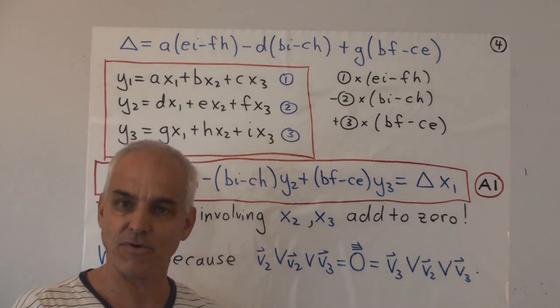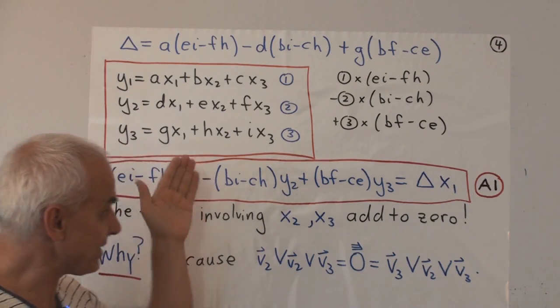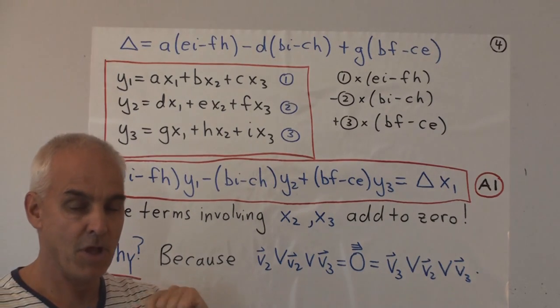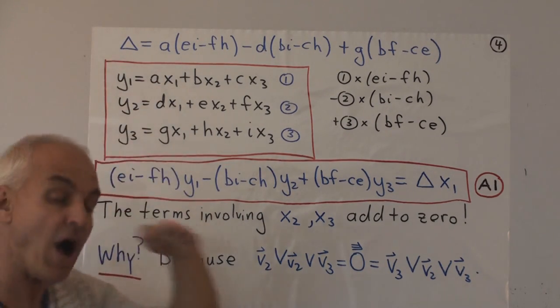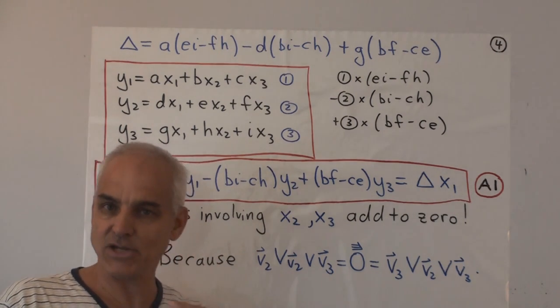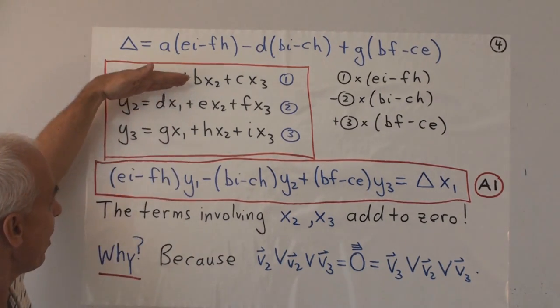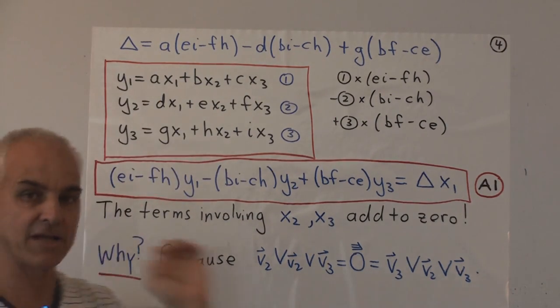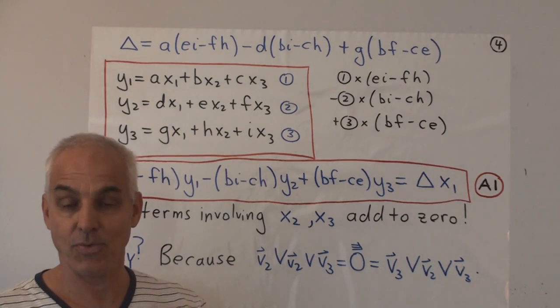If you go back to our first video when we solved the 2 by 2 case, you'll see that we did exactly the same kind of thing. We're going to take a combination of these 3 rows, and the particular combination that we're going to use is specially designed so that on the right hand side only x1 appears. The x2 terms and the x3 terms will drop out.